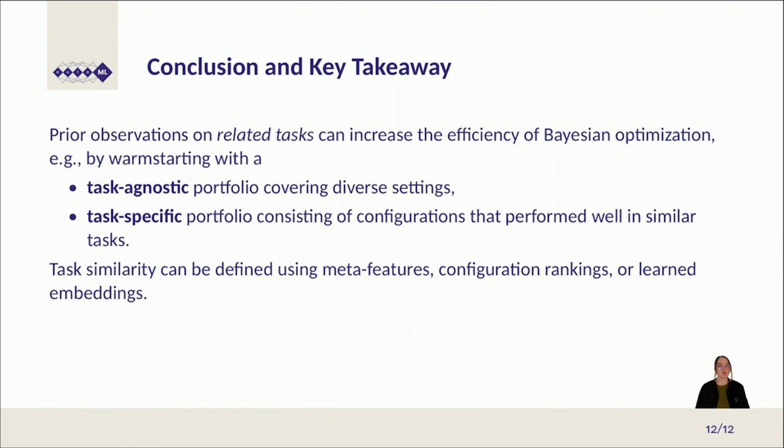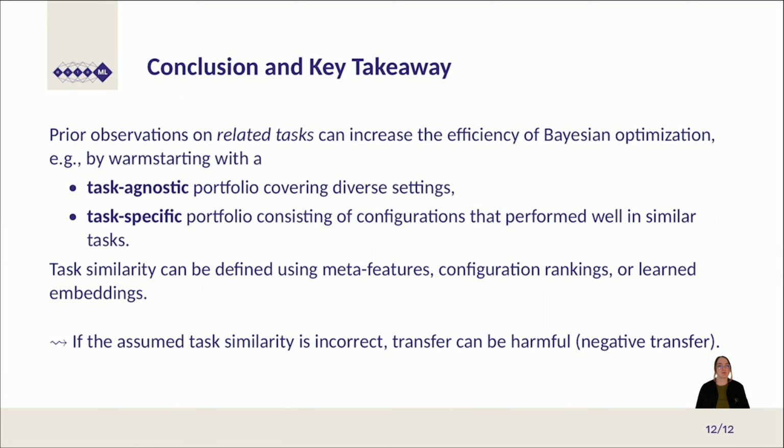So lastly, the conclusion and key takeaway from this video is that prior observations on related tasks can increase the efficiency of Bayesian optimization. We talked about warmstarting via task-agnostic and task-specific portfolios. And we also talked about how task similarity can be defined using meta features or configuration rankings or even learned embeddings. And as usual, if the assumed task similarity is incorrect, and this only applies for the task-specific portfolios, transfer can be harmful because then we might have negative transfer.